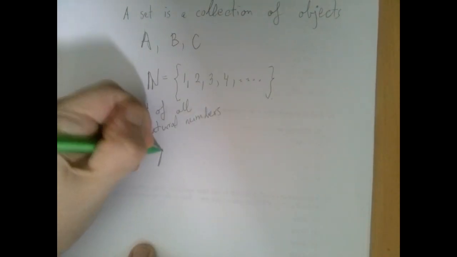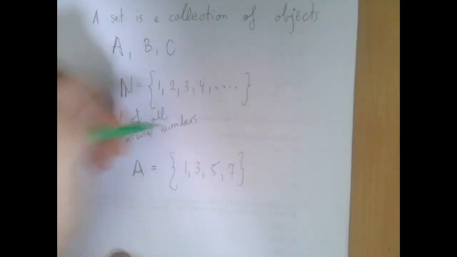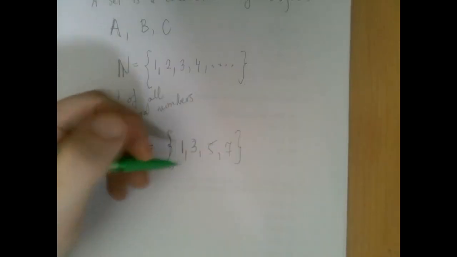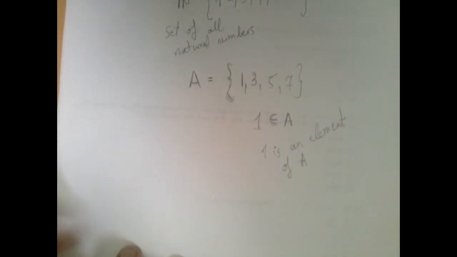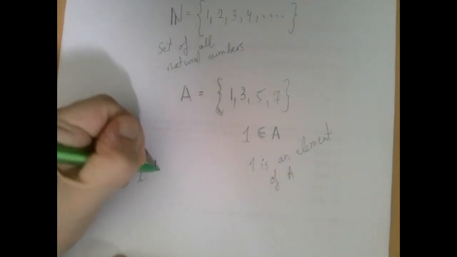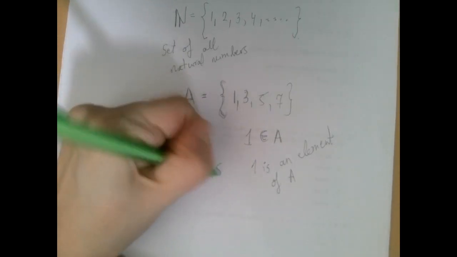So you can give a set by listing its elements. Let's say that A is 1, 3, 5, 7. These numbers are what we call elements of the set A, and the notation is 1 is an element of A. So this reads 1 is an element of A, 1 belongs to the set A. So while we are at this notation, let's talk about B. Suppose B is 1, 1, 1, 3, 5, 5, 7.